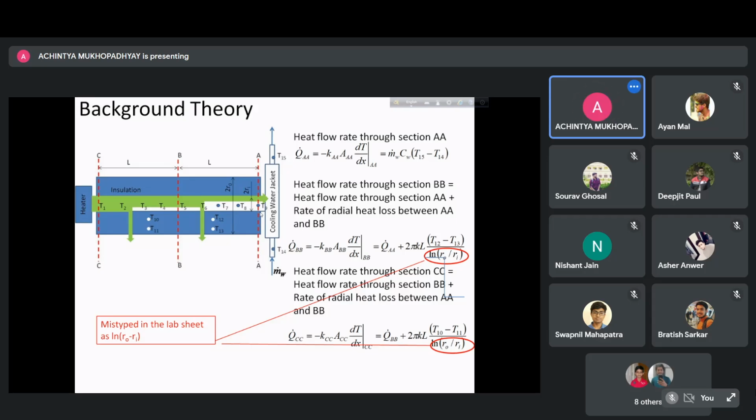So we assume that whatever heat is entering from the rod to the insulator is passing in the radial direction. That means we have a one-dimensional radial, one-dimensional cylindrical coordinate system for this heat transfer. That is a one-dimensional radial heat flow. So, okay. Do you understand this? Yes, sir. Okay.